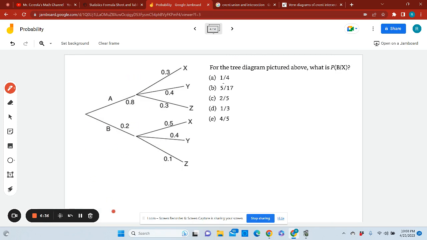Cruising along here, we have the tree diagram, which is also very handy for probability. I really like using tree diagrams specifically for conditional probability questions. If you can build a tree diagram with the information that they give you for a conditional probability question, I often find that it makes it easier. But specifically, if they're going to give us a tree diagram, we might as well make use of it, right? So they're asking us the probability of B given X.